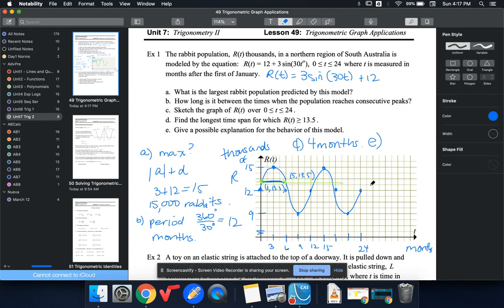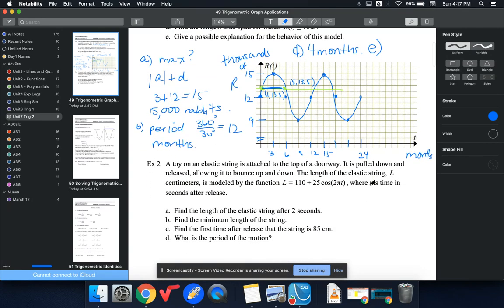All right, so that's me working through this example. I would like you to try to work through this example. I'm going to write out the solutions and then you can go look at them.